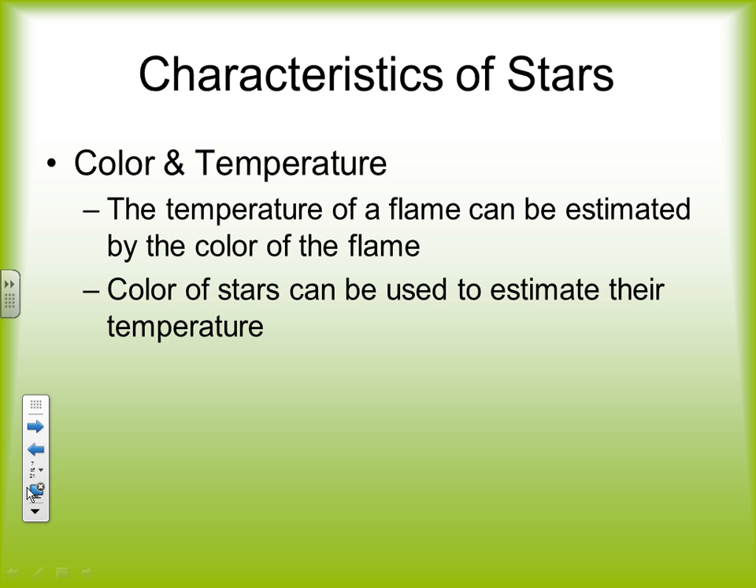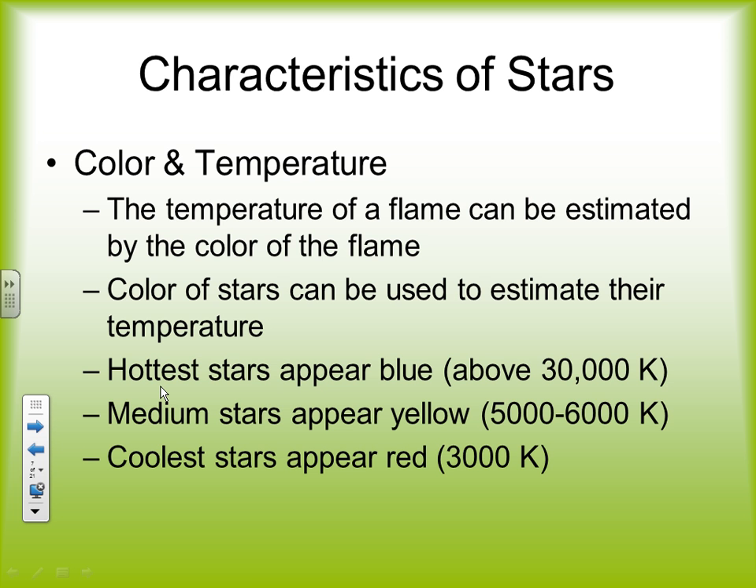The color of the stars can be used to determine their relative temperatures. They're all really, really hot. They're all giving off tons of energy, but some of them give off more energy than others, right? The hottest stars will appear blue. Those stars, blue, and then the ones that are really, really hot are like bluish white, right? We're talking about stars that have temperatures over 30,000 Kelvin, right?